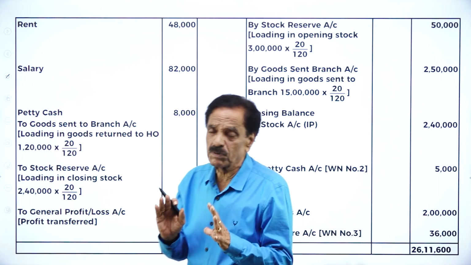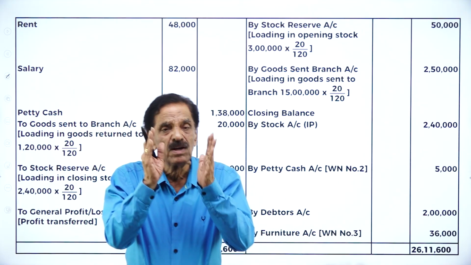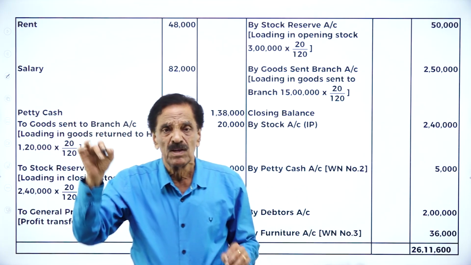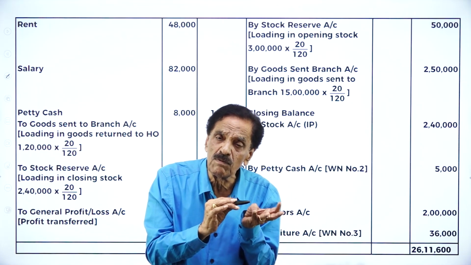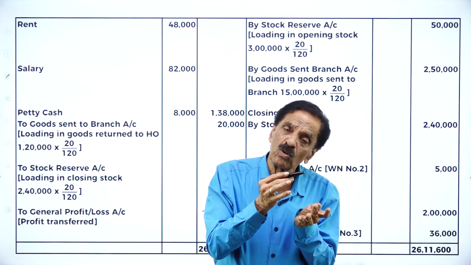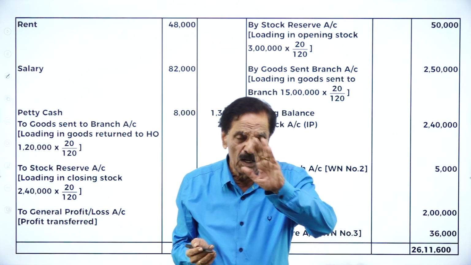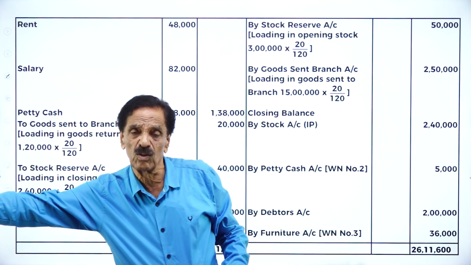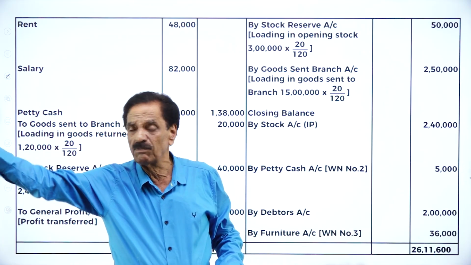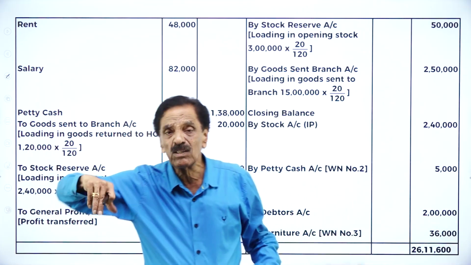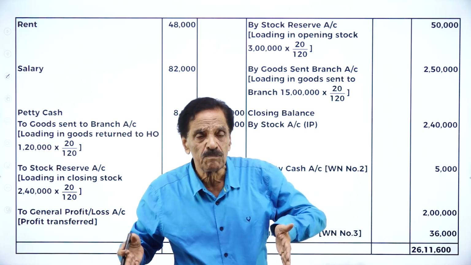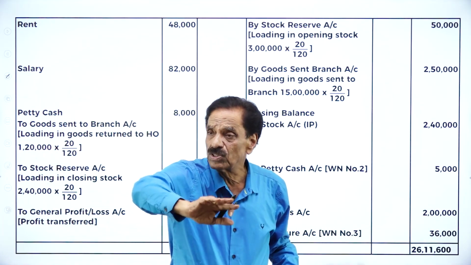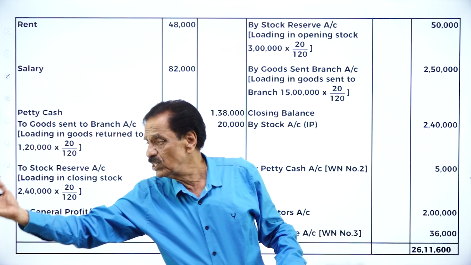So the only difference will be between the invoice price and the cost, regarding the stock reserve. So how is the stock reserve? Rate upon 100 plus rate. Stock reserve goes in favor of opening stock, closing stock, goods sent to branch, and goods returned by the branch. To opening stock, stock reserve; goods sent to branch, stock reserve or loading; goods returned to head office, debit side stock reserve; by closing stock, stock reserve. Four items.